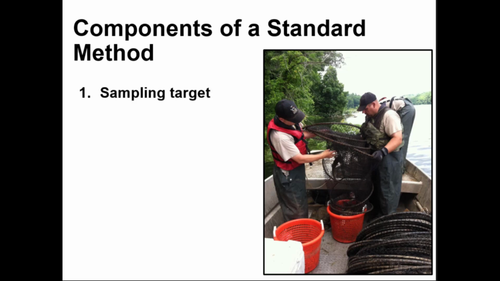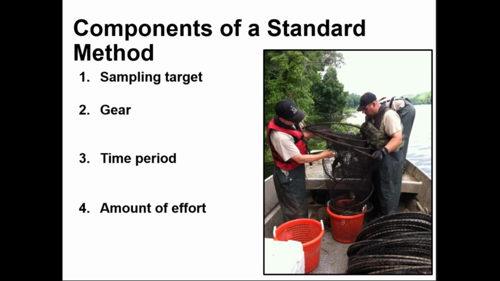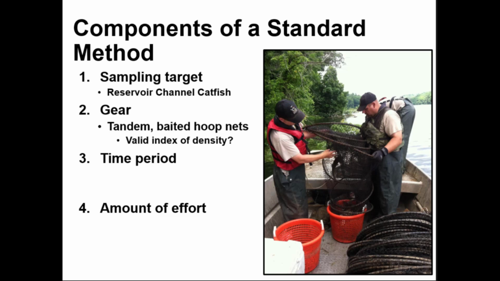The first component is the sampling target, such as the species and type of water body where you're sampling, the gear used to sample, the time period of sampling, and the amount of effort. So let's step through these components and see what information we have so far for sampling channel catfish in reservoirs. So we know that the sampling target is reservoir channel catfish.